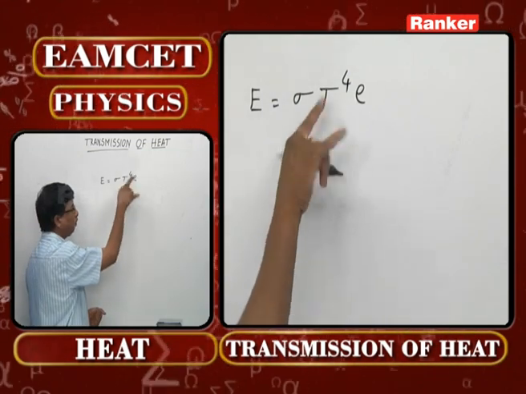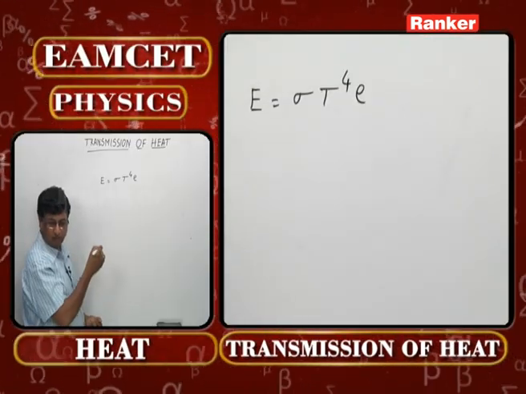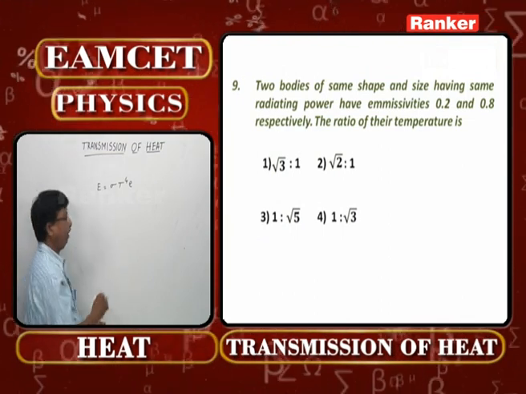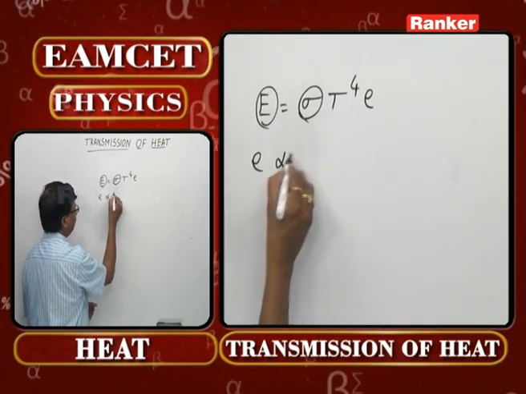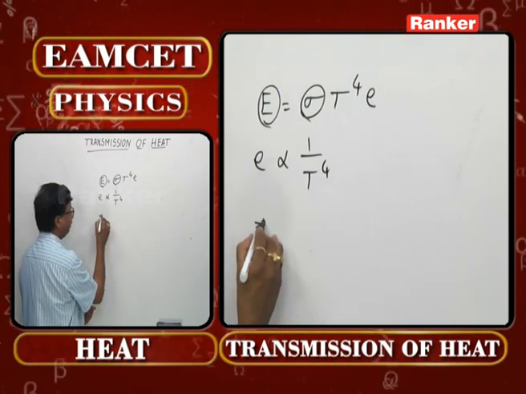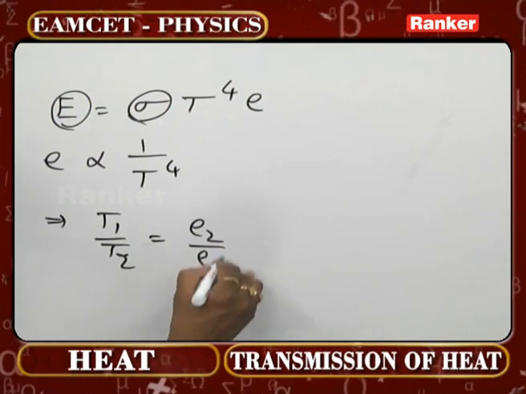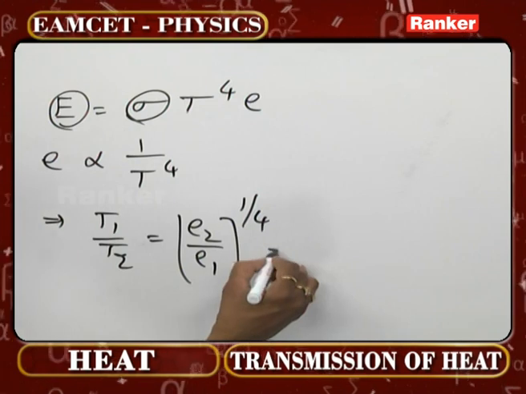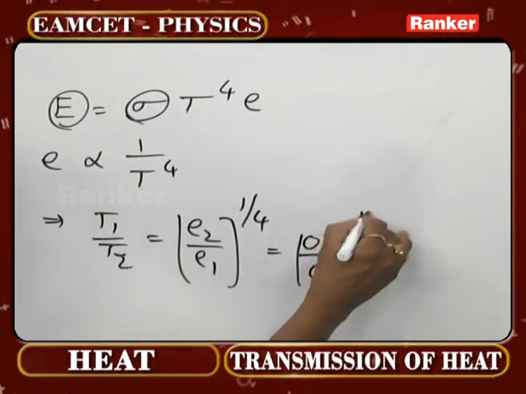Here he is talking about two separate bodies. When he is telling their emissivities are 0.2 and 0.8 and the power is going to be the same, sigma same, then E is inversely proportional to T power 4. In other words, you can write T1 by T2 is equal to E2 by E1 whole power 1 by 4. Now what is E2 given? 0.8 by 0.2 to the power 1 by 4.